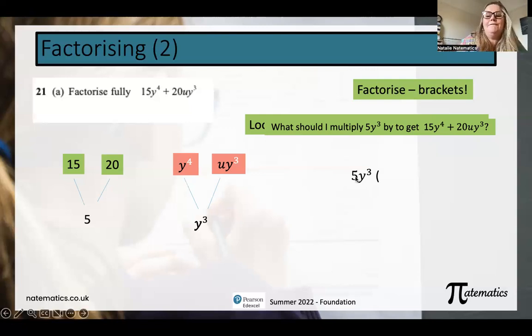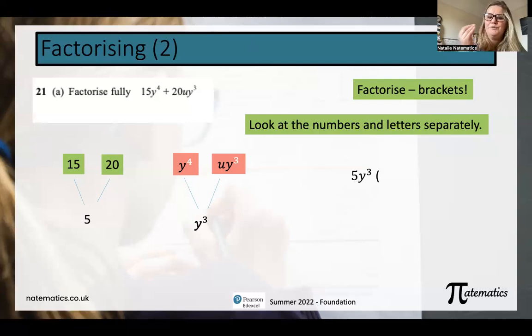So 5, we're going to look at the numbers first. So 5 times what makes 15? So 5 times 3 will make 15. Y to the power of 3, y times y times y, 3 fingers, times another y, 4 fingers. I've just swapped them because it's easier to hold up, makes y to the power of 4.